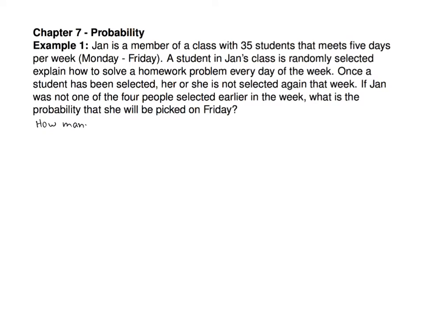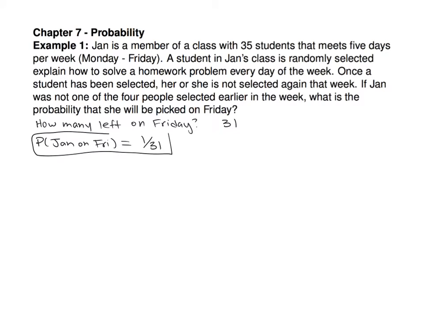So how many left on Friday? Well, there were 35 total, and 4 days went by, so there are 31 people left, and Jan is one of them. So the probability that Jan gets chosen on Friday is 1 out of those 31 people. And it's okay to leave your probabilities as fractions. You don't have to change them into decimals.